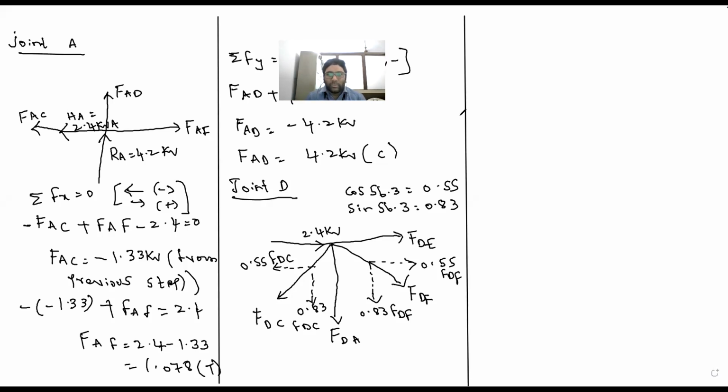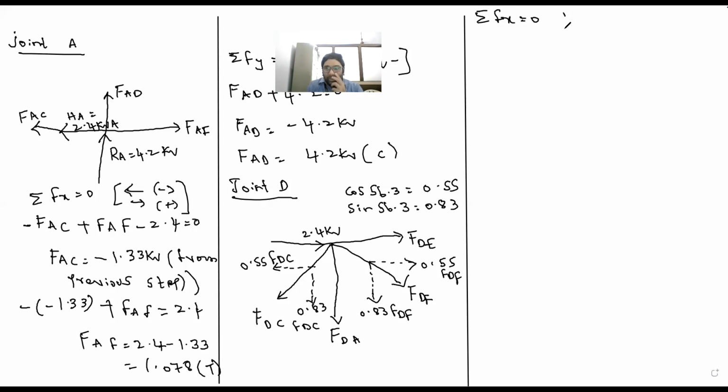Clear, right? Okay, fine. Now we will go on and apply our basic fundamental concept here. What all we need to do? Equations of equilibrium. So what is that now? Sigma Fx is equal to 0. What all we have? So sign, this is positive, this is negative.